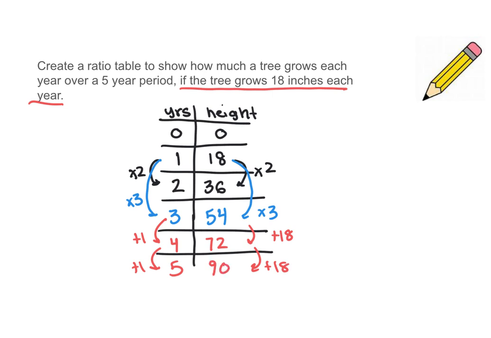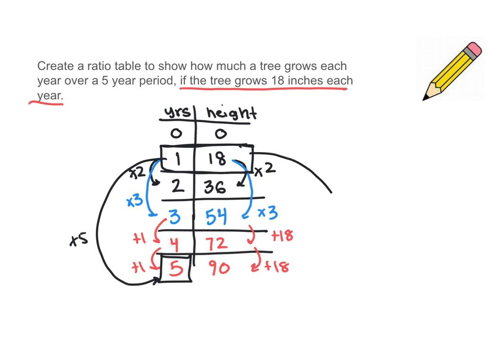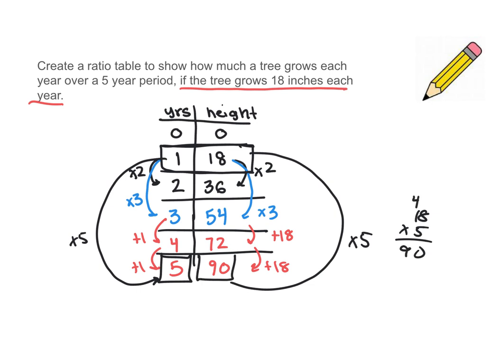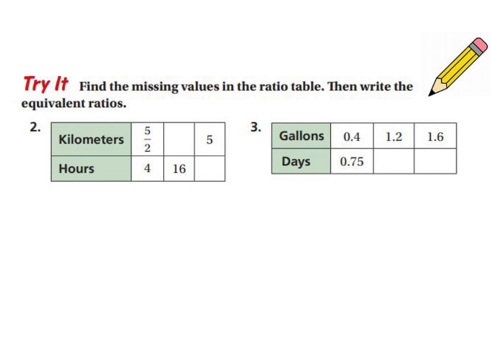Now I want to show you though, it's the same thing. If we go back up to our first year, 1 times 5 is 5. 18 times 5 is 90. So you can do these ratio tables multiple different ways. Now it's your turn. You try completing the ratio tables to find the missing values and push play when you're ready.